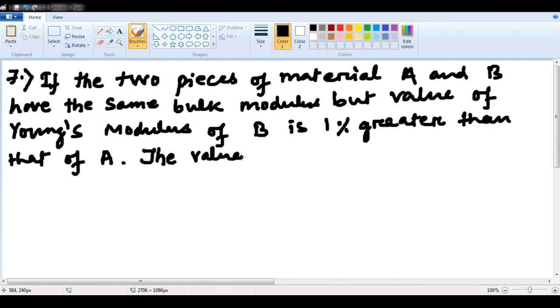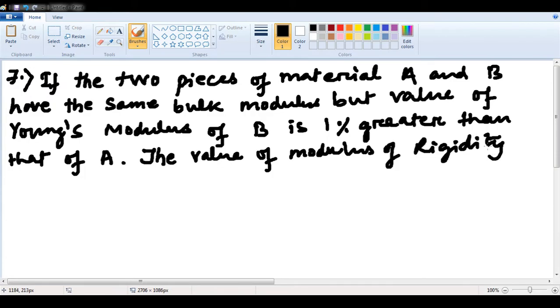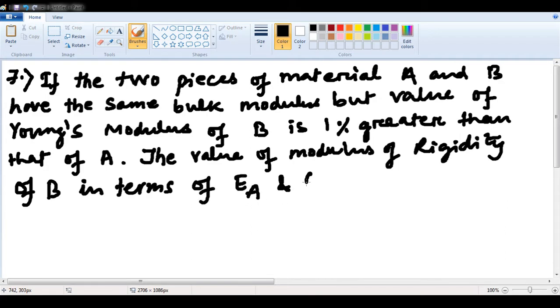the value of modulus of rigidity of B in terms of EA and GA will be how much? Where E is nothing but Young's modulus, G is modulus of rigidity. Okay, should not get confused.